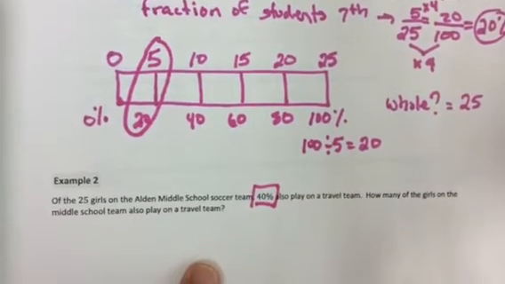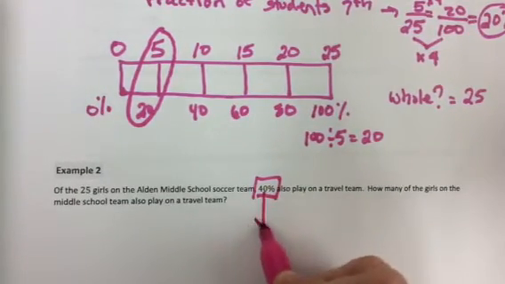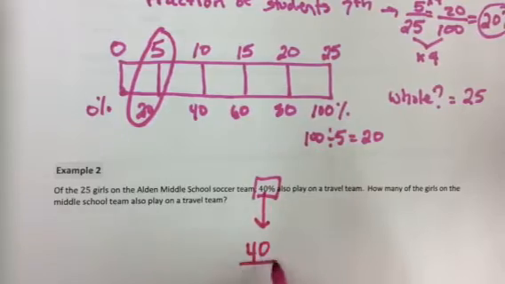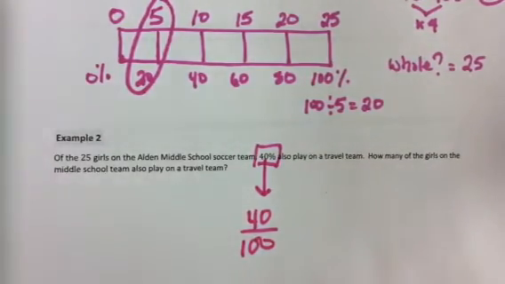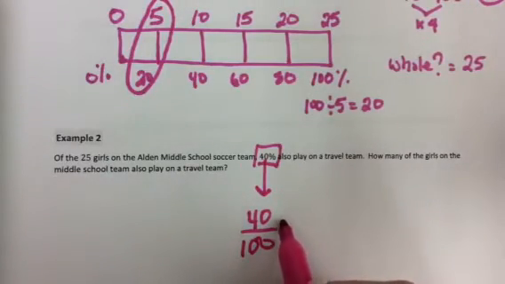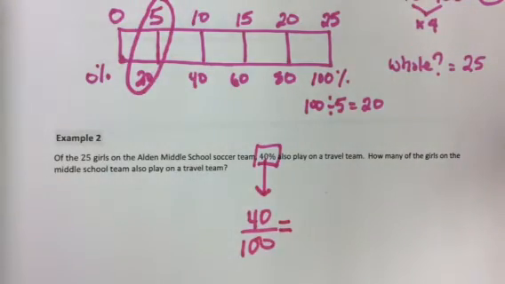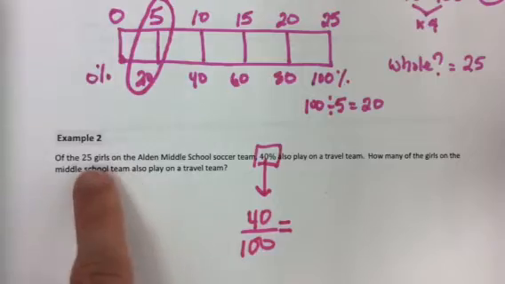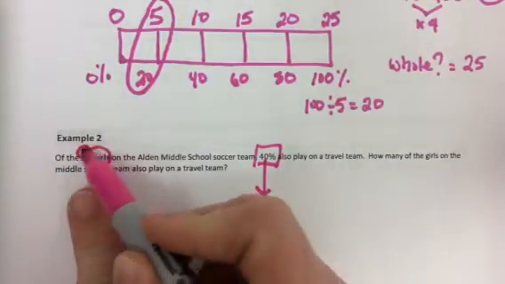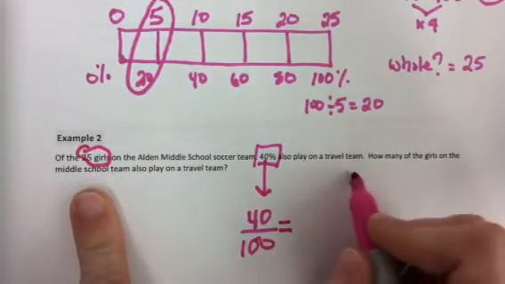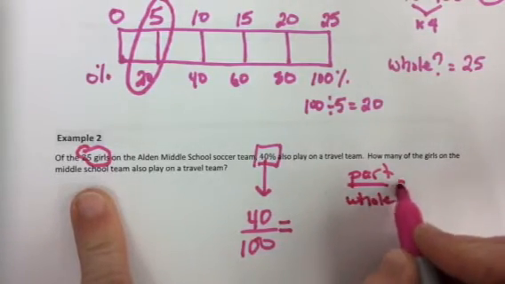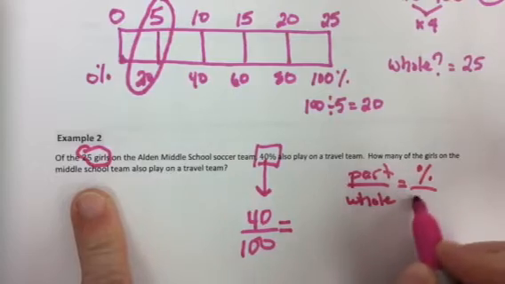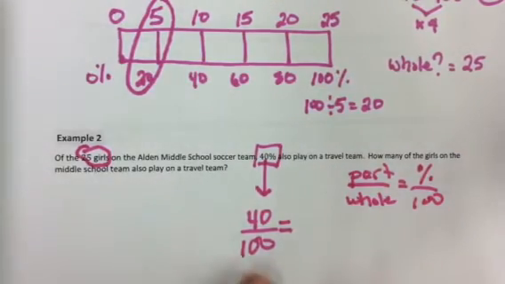Except this time we know my percentage. So your percentage is always out of what? 100. So we can write 40 out of 100. Okay? We know your whole is 25 girls. So that's your whole. So the idea is you take your part over your whole, which equals your percent over 100. Okay? Now, this is my percent over 100.